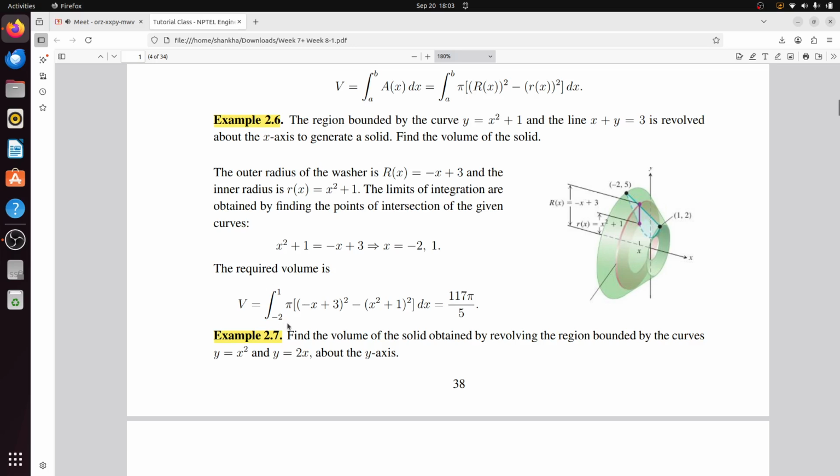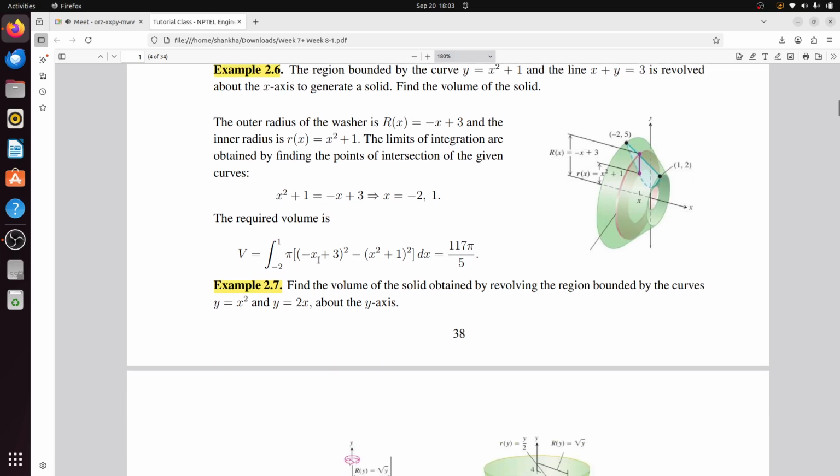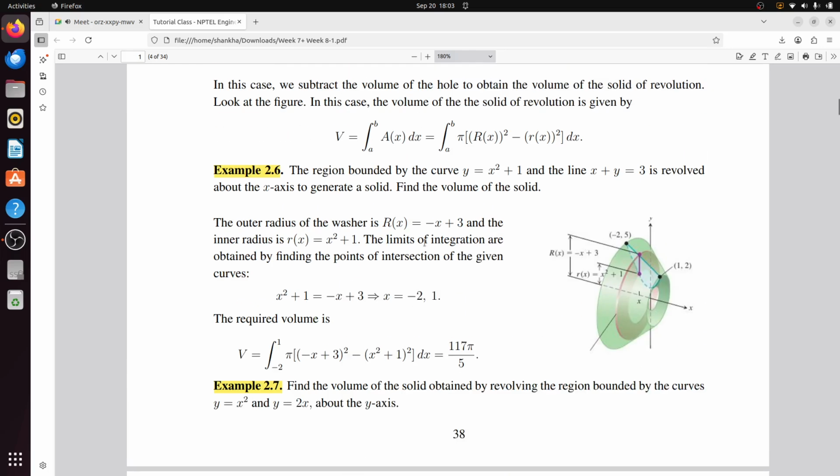So x square plus 1 equal to minus x plus 3, so your x is minus 2 and obviously 1. So the required volume is pi times the integral from minus 2 to 1 of (minus x plus 3) whole square minus (x square plus 1) whole square dx, and 117 pi by 5 is your answer. I am giving you 2 minutes to please see whatever is happening.